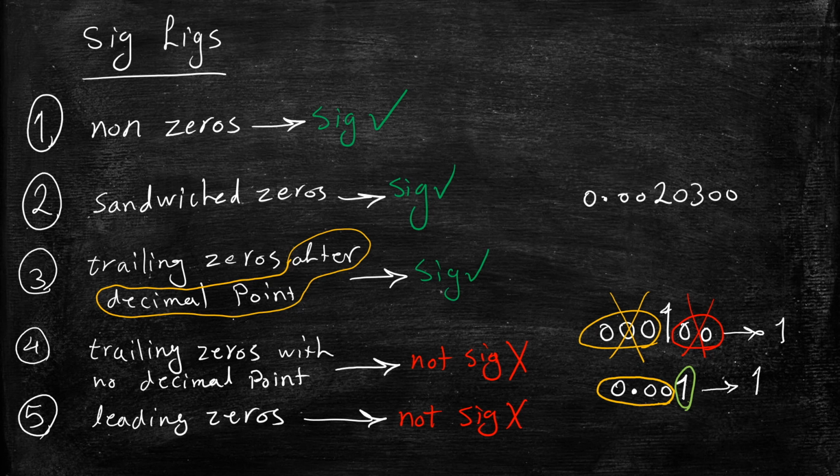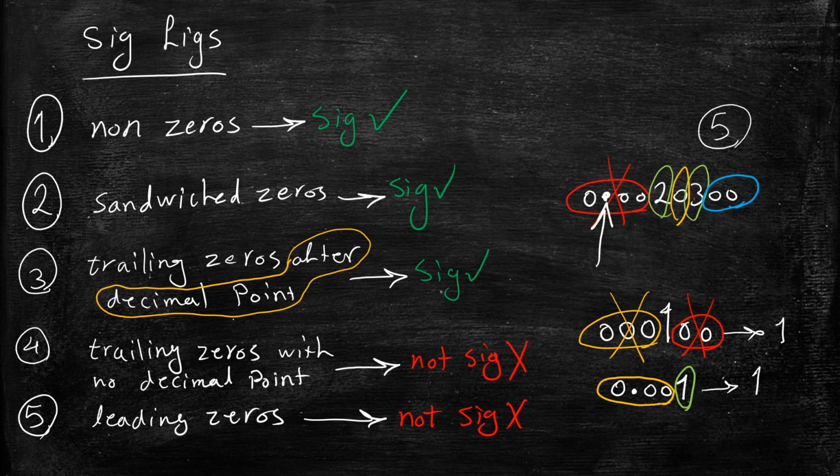Another example, 0.0020300. How many significant figures are here? Again, leading zeros, they don't count. Non-zero digits, there are 2 of them, they count. Sandwiched zero between 2 non-zeros counts. Trailing zeros after the decimal point. Pay attention that we have a decimal point here, and these zeros are counted as trailing zeros after the decimal point. So they also count. So overall, how many sig figs do we have here? 1, 2, 3, 4, 5. 5 sig figs.